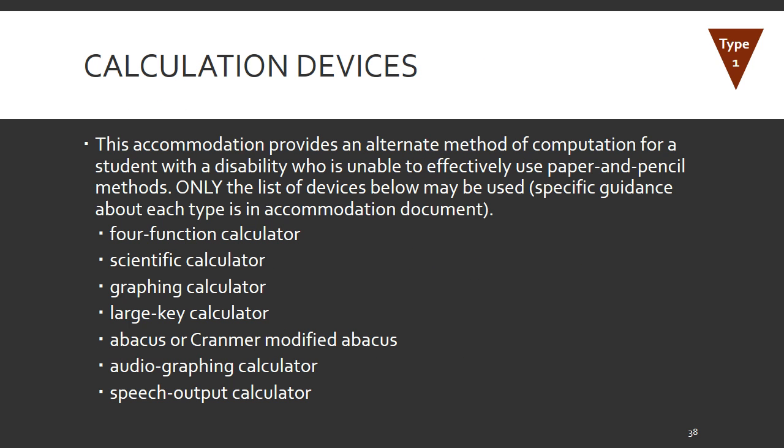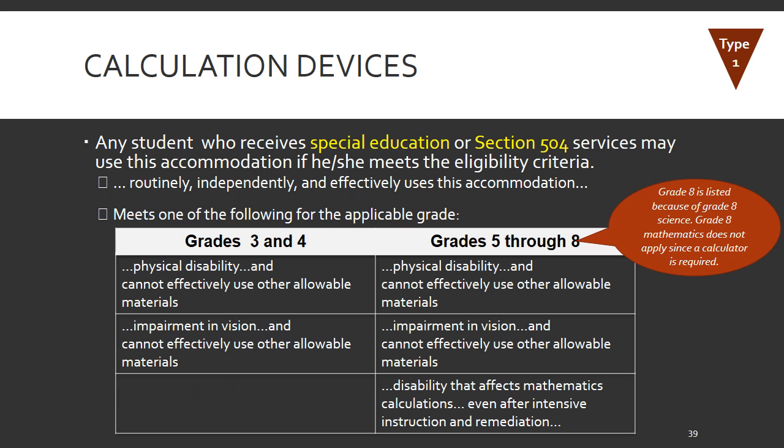Calculation devices. This accommodation provides an alternate method of computation for a student with a disability who is unable to effectively use paper and pencil methods. Only the list of devices below may be used. Specific guidance about each type is in the accommodation document. A 4-function calculator, scientific calculator, graphing calculator, large key calculator, abacus or Cranmer modified abacus, audio graphing calculator, speech output calculator.